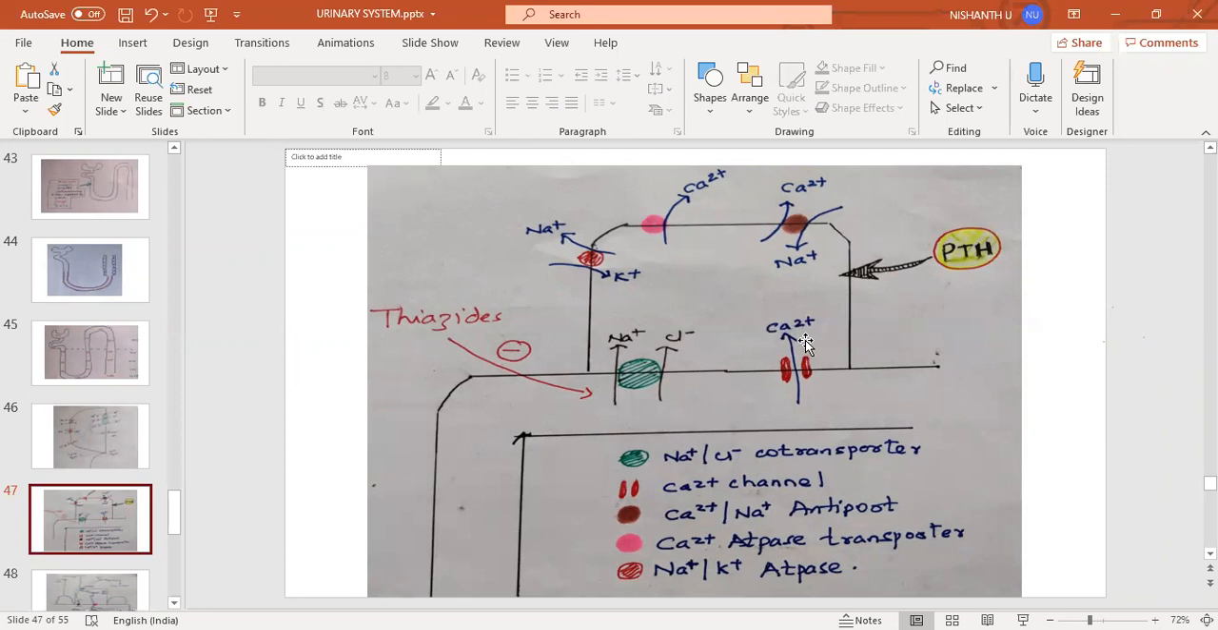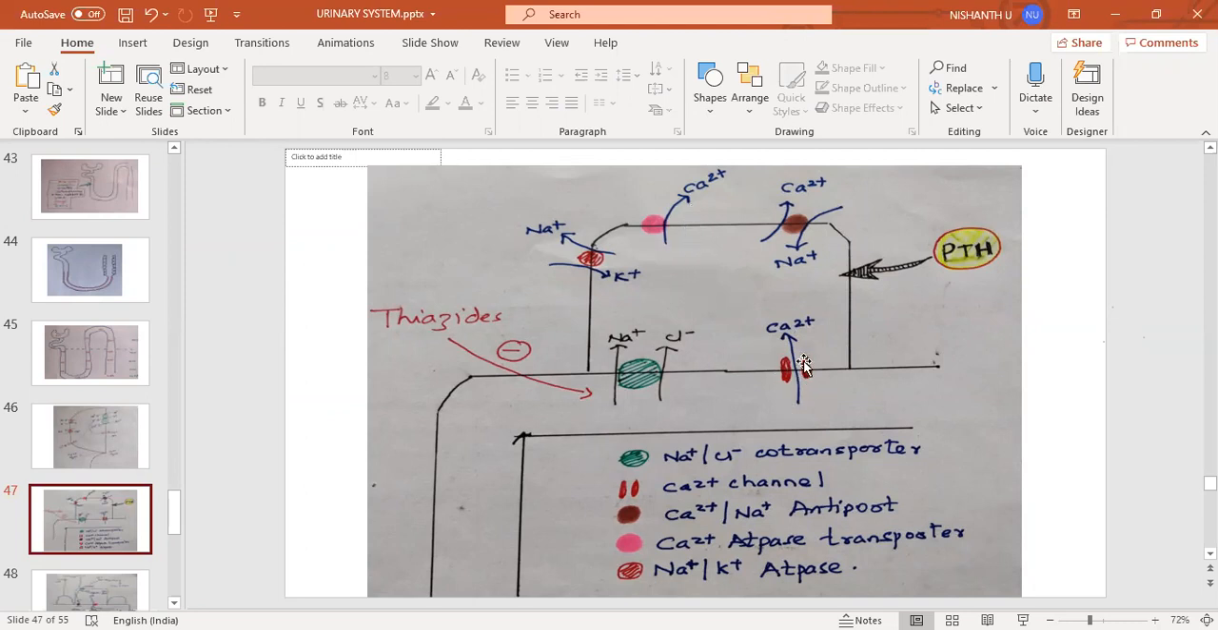Once calcium enters the cell, it has two options, not a single option, to move out of the cell. I repeat: calcium present in the tubular fluid enters the cell with the help of the calcium channel. Once it enters the cell, it should move out into the interstitial fluid, and it has two options. Option number one: here you can see one transporter, called the calcium ATPase transporter.